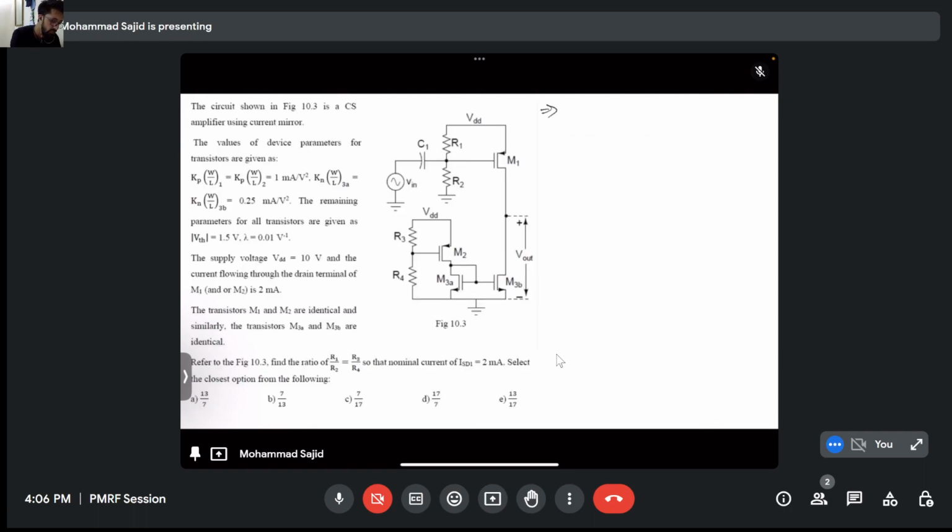Okay, now let's move on to another question. A few more numericals, current related. So here, let me just go through quickly. We have details given here. Just keep in mind that for PMOS and NMOS, different W by L values are given. M3A, M3B are identical, M1 and M2 are identical. Okay, so I have to calculate R1 by R2 equivalent to R3 by R4 such that ISD of 2 milliampere flows through the transistors.